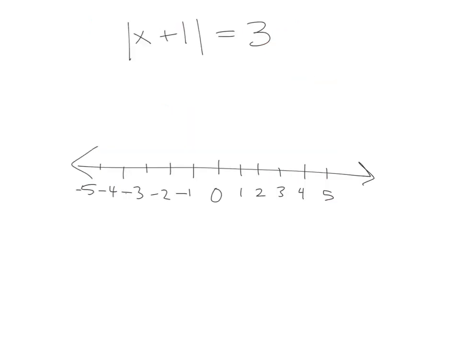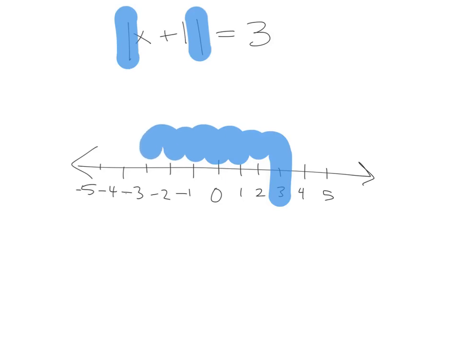Let's take a look at another example. Notice that in this case, we've added a plus 1 to the inside of our absolute value bars. The absolute value bars still mean distance from 0, and we are still 3 away. So we know that our outcomes are still going to be 1, 2, 3, positive 3, or 1, 2, 3, negative 3.